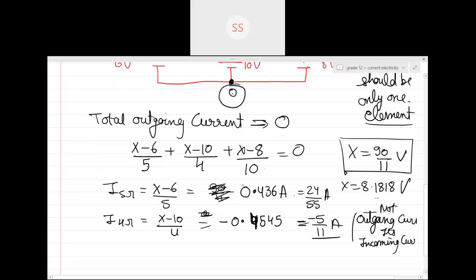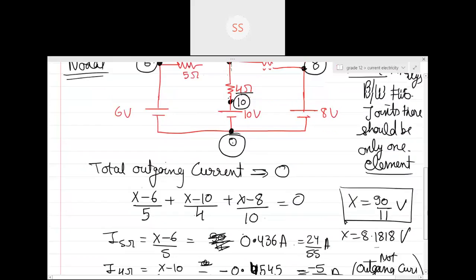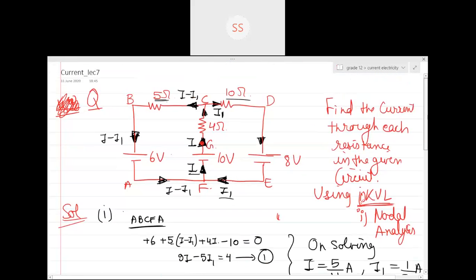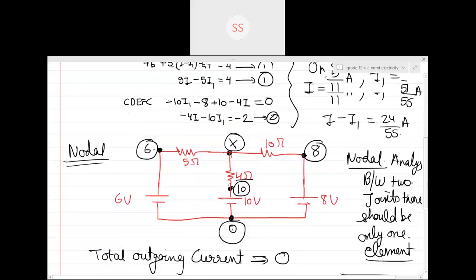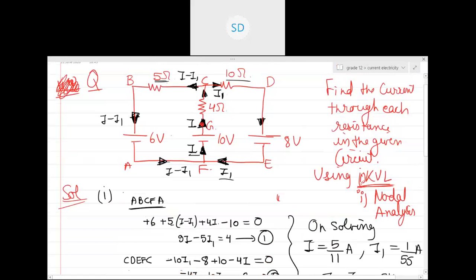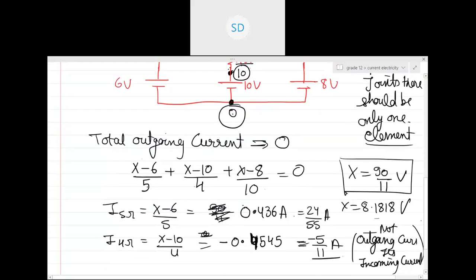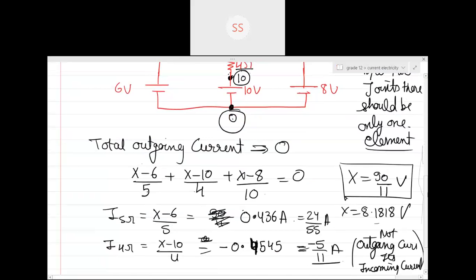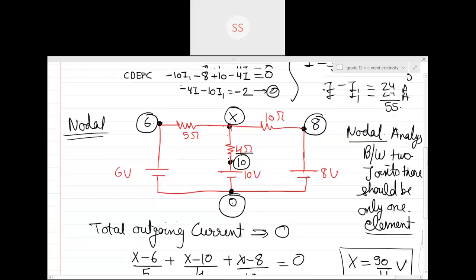Are you getting my point? In the previous method, if you had got a negative answer, what would that mean? That the whole branch in which you have supposed the current, the current will reverse. And in this case, it means the direction is different. The reverse is the opposite direction only. It means the same thing in both of the cases. So it is not wrong, but the direction will be different. Yes, direction will be opposite.